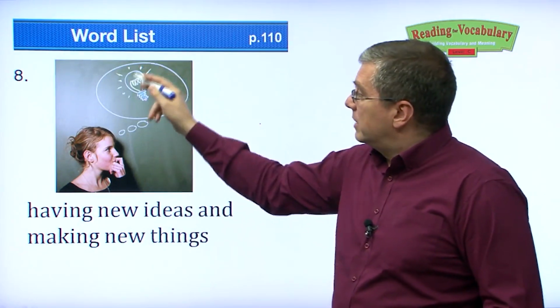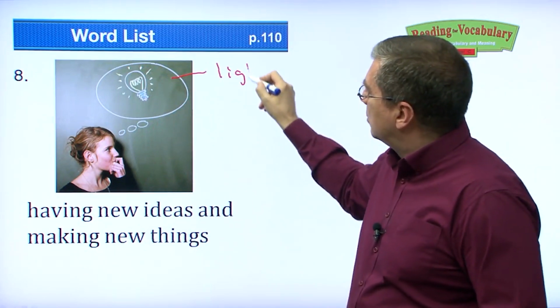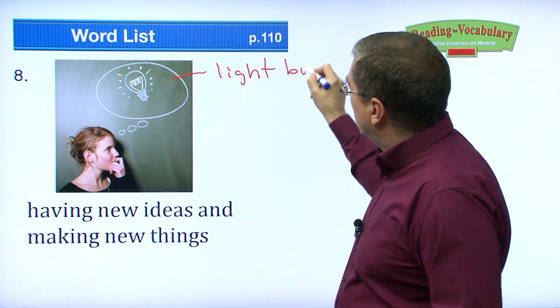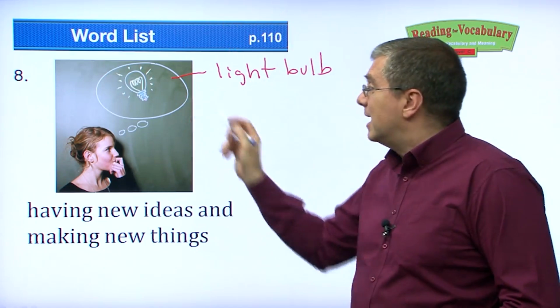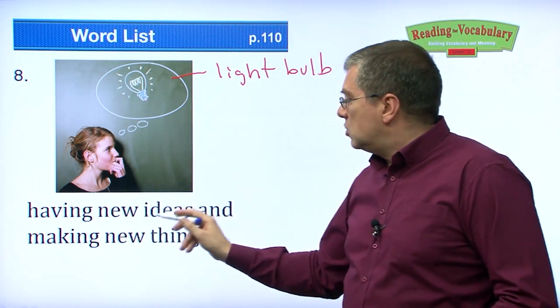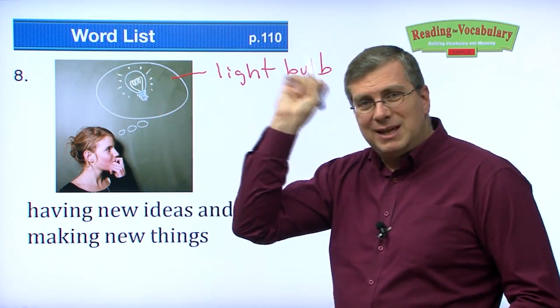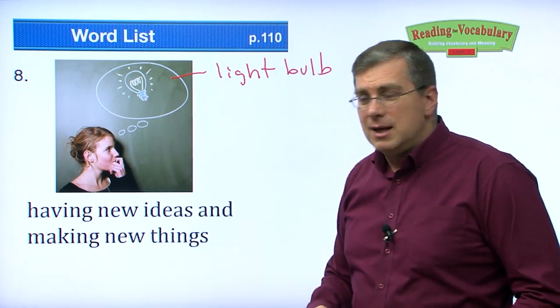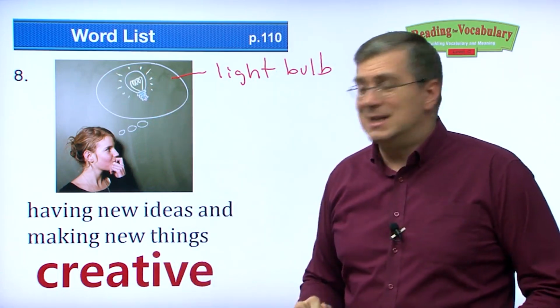Okay. This person has an idea. It's represented with this drawing. We usually use this idea, light bulb. A light bulb is turning on in her head. That's a common idea. Having new ideas and making new things. If somebody can do this many times during the day, we call them creative because they have many new ideas.